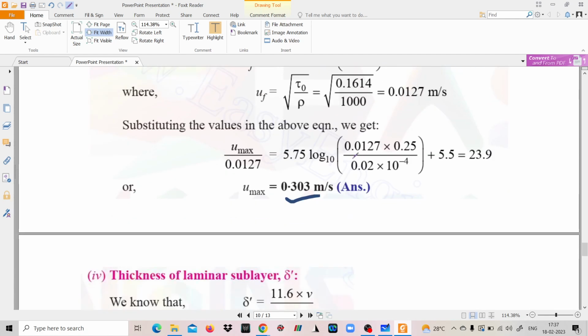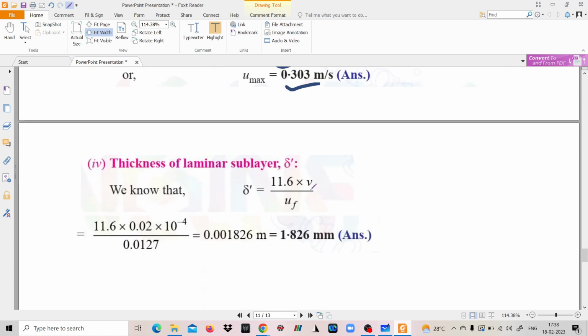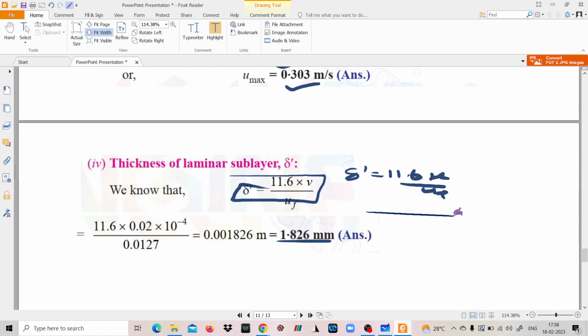So if you substitute all these values, you will get the value of U max, which is 0.303 meter per second. Then the thickness of the laminar sublayer for a smooth pipe is 11.6 nu by U star, or U_f. So everything is known to you. It is approximately 1.826 mm. It means that the average height of the roughness elements on the pipe is less than 1.826 millimeters, so it lies well within this layer.